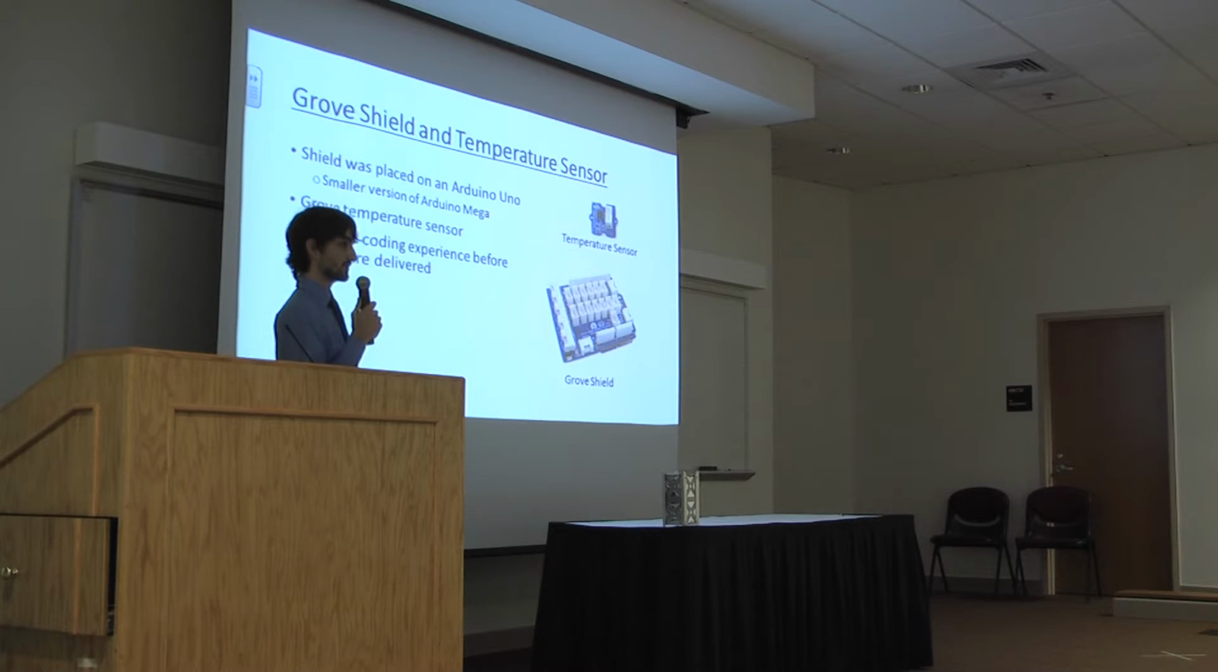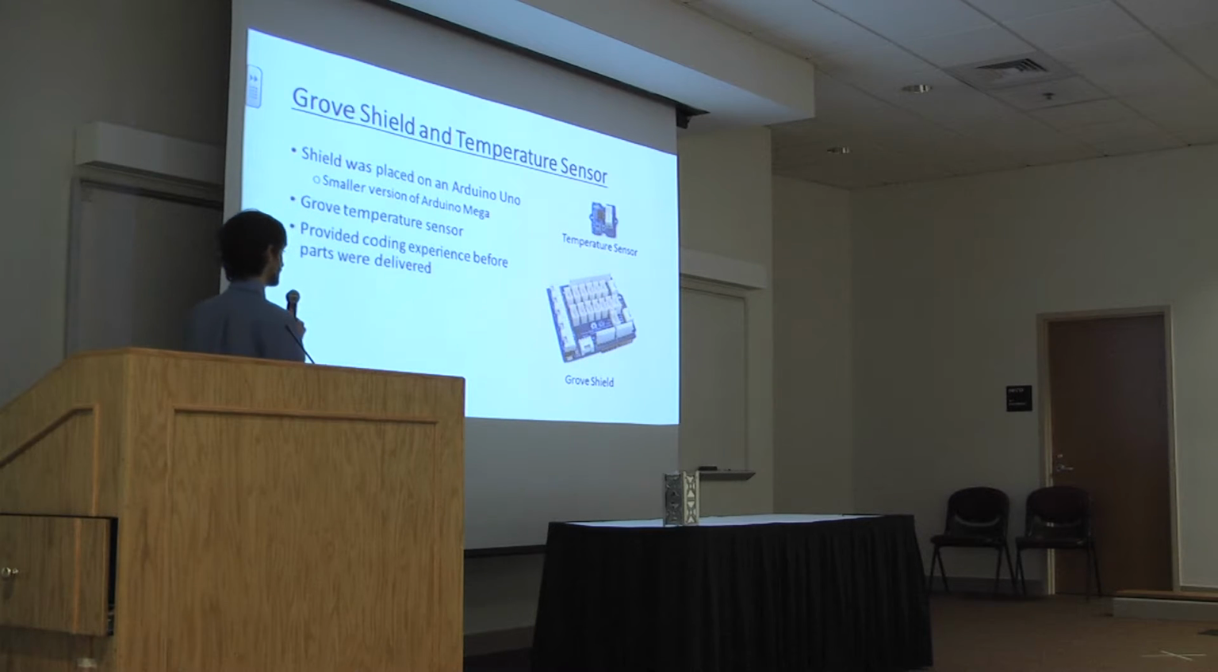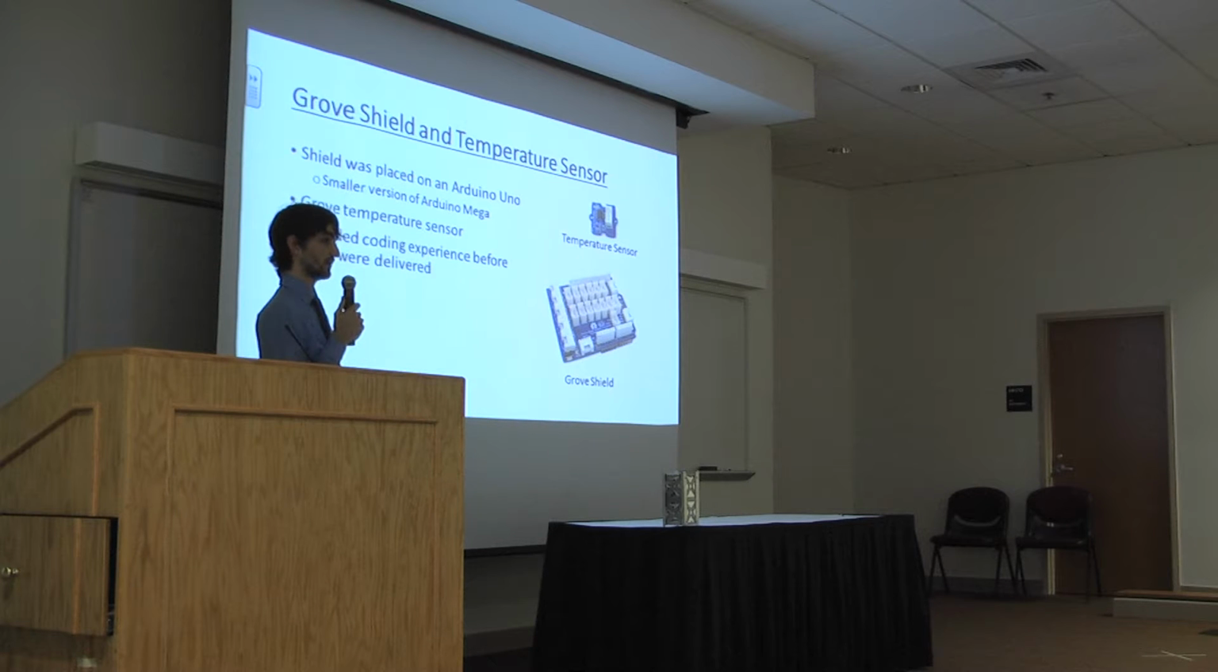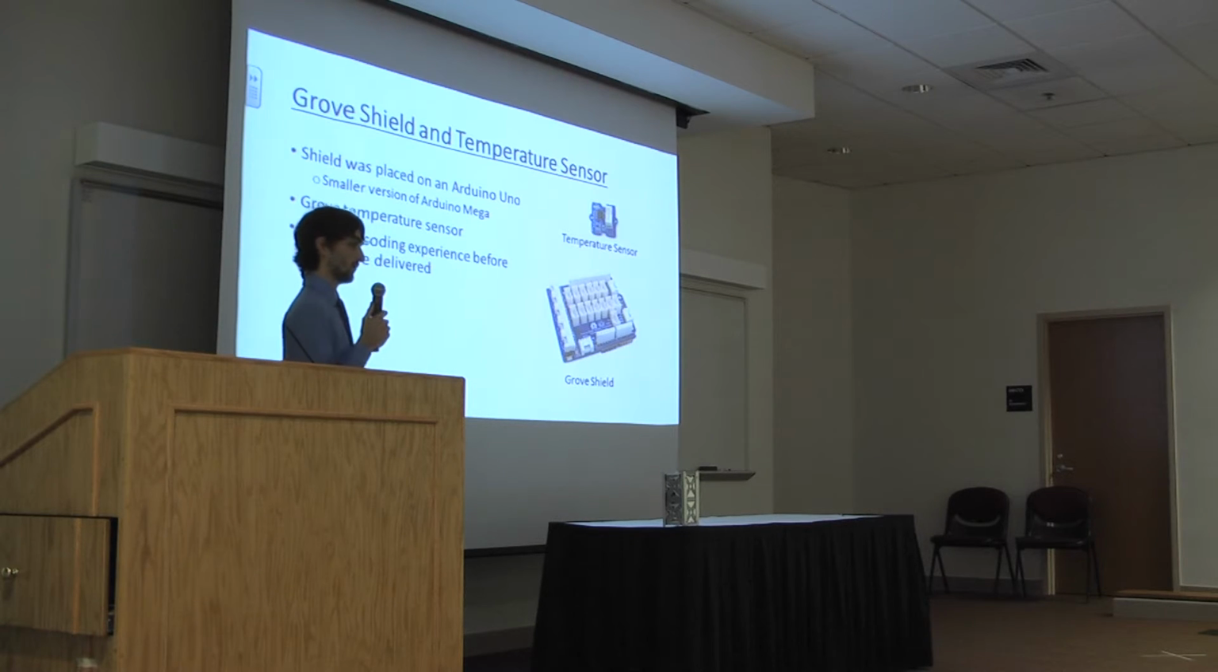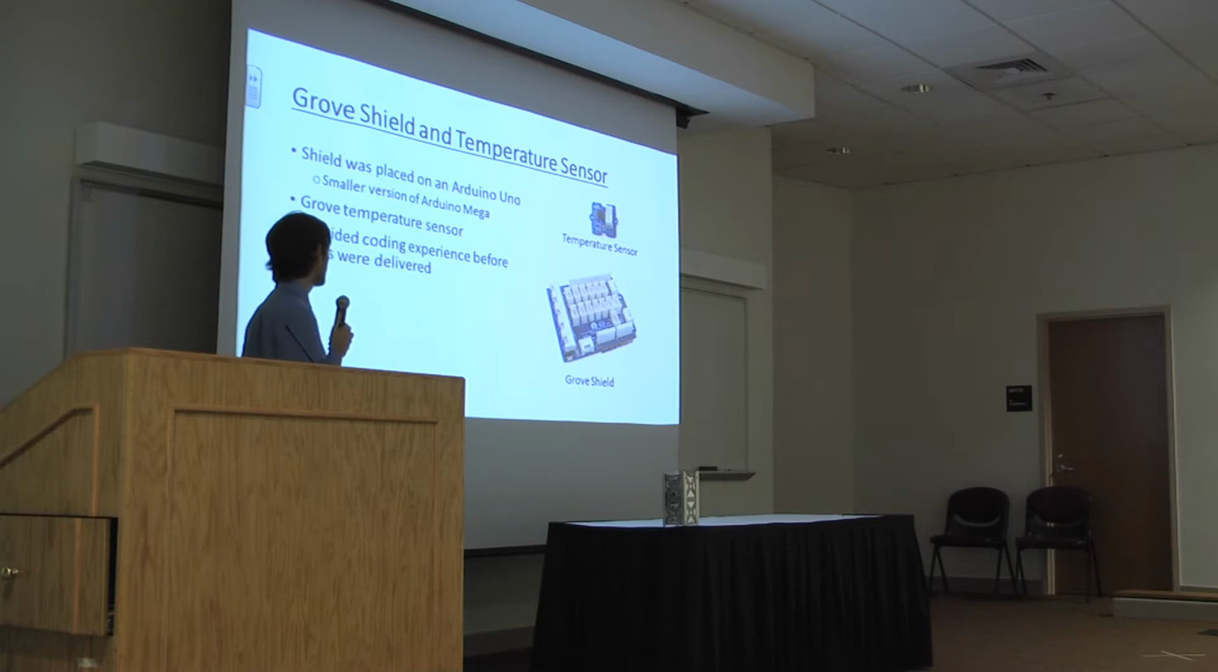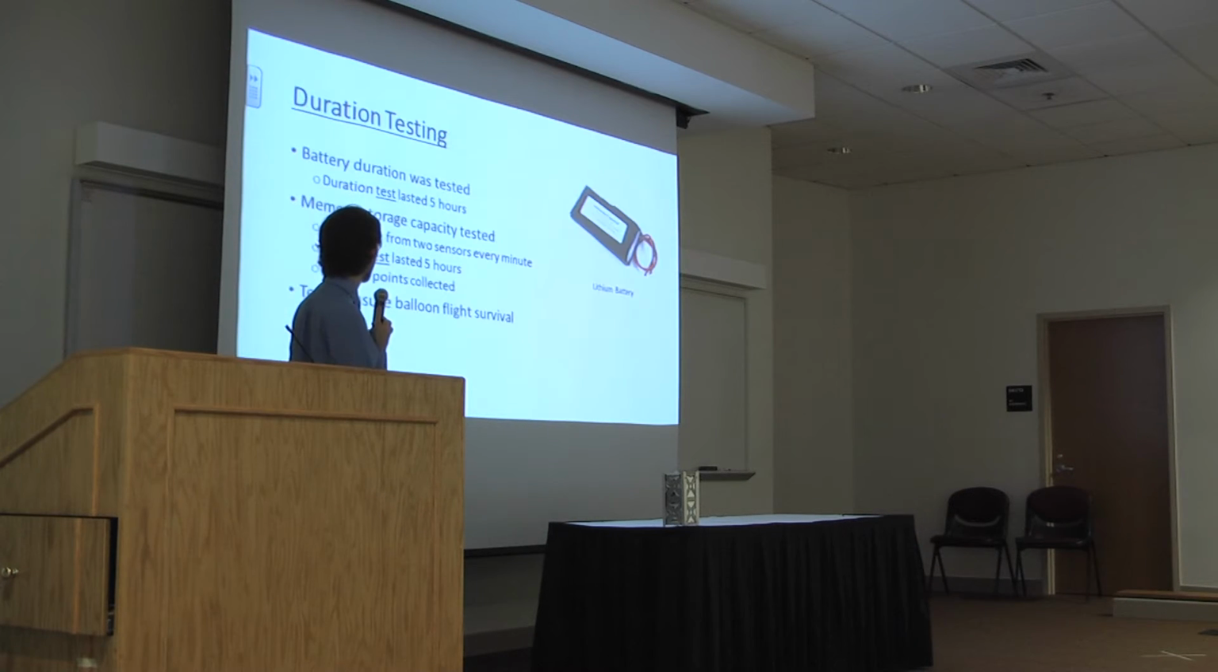So to model the temperature sensor data, I used a Grove Shield, which is basically a brand of electronics. And I placed that on a personal Arduino Uno and used the Grove temperature sensor to model some temperature sensor code to see if it would work out well for when I got my parts, because I hadn't received them yet. So I was able to use this to get a head start on the coding. So it was very nice to go ahead and get a head start.